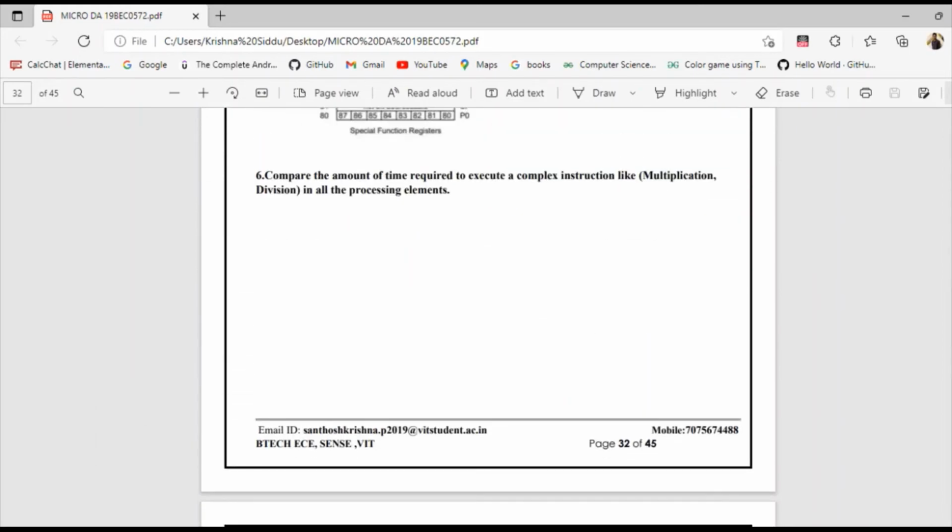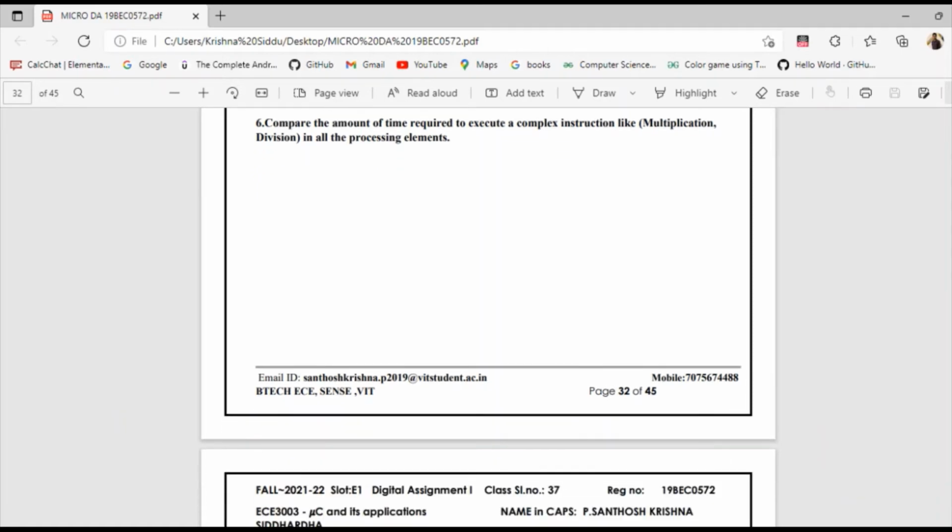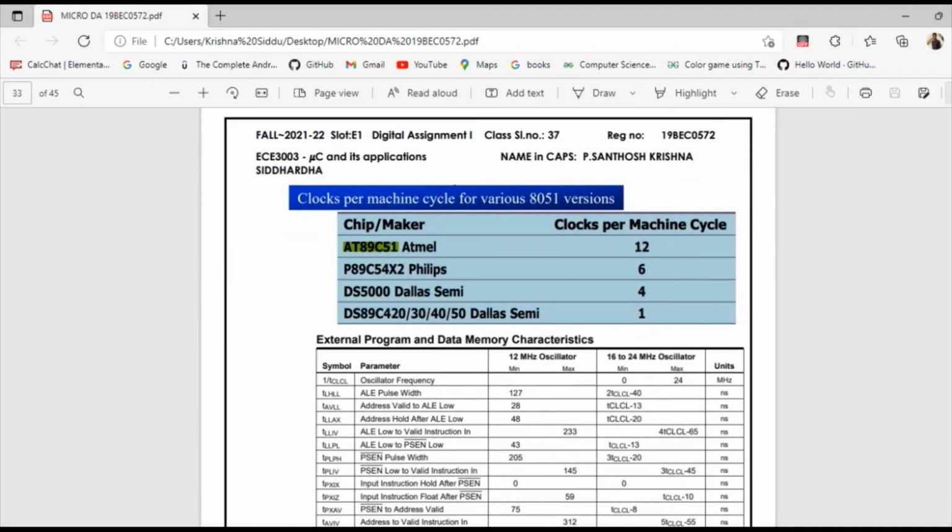Next, coming to our sixth question, here we need to compare the amount of time required to execute a complex instruction like multiplication or division in the processing element. Next, coming to this one, I have written what type of chip we have used in our project. It is the 89C51. This is one microchip we have been using in our project. I've been discussing these things only.